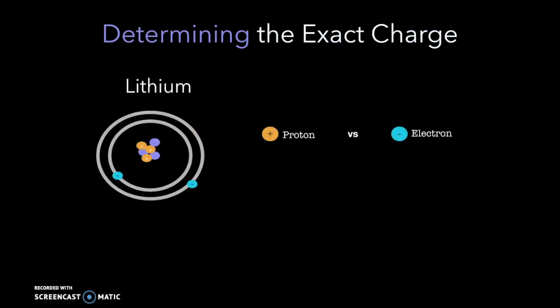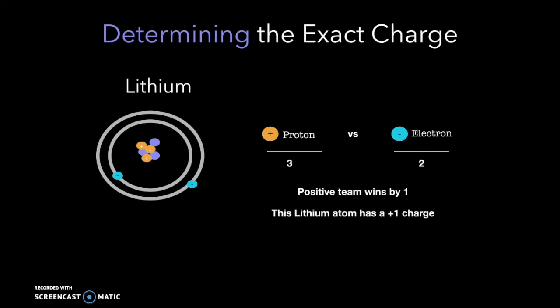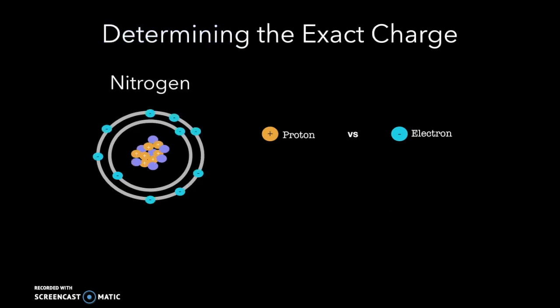So now that we talked about how to determine the exact charge, let me give you an example of this atom of lithium. You count up the number of protons and you see that you have 3 protons. You should be taking score at this point when you have an image that looks like this. When you count up the number of electrons, you see that there are 2. So you can assume that the protons win by 1. The positive team wins by 1. Overall, you're going to have a lithium atom that has a positive 1 charge.